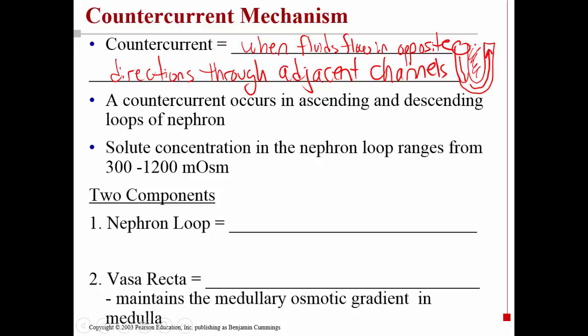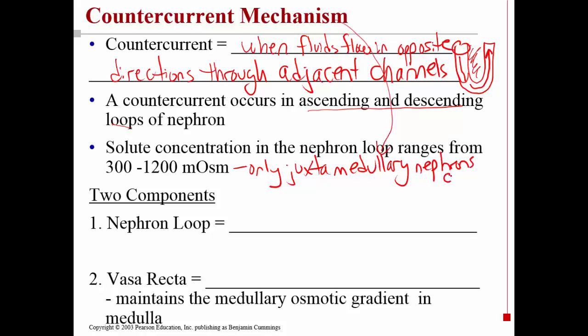This also occurs in the ascending and descending loops of the nephron. Solute concentrations in the nephron loop can range from 300 to 1200 milliosmolar. Now this is only in juxtamedullary nephrons. And this whole mechanism, the countercurrent mechanism, is also only in juxtamedullary nephrons. There are two components to the countercurrent mechanism. The nephron loop is described as the countercurrent multiplier.